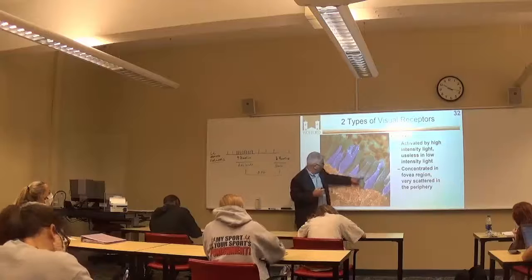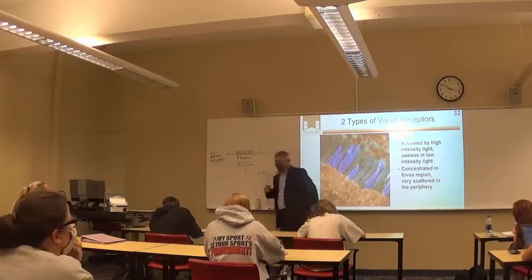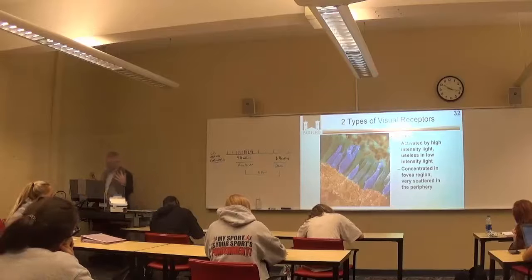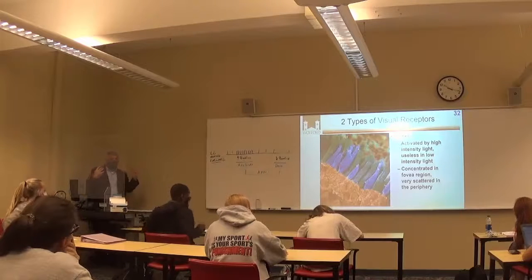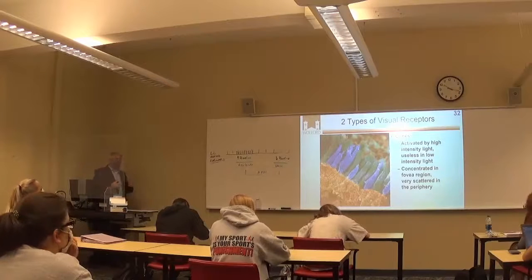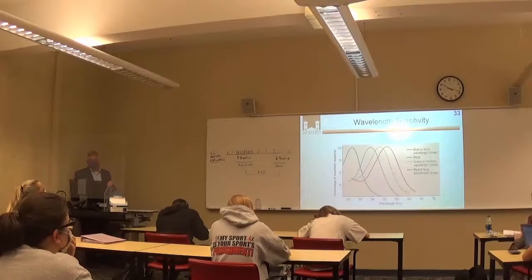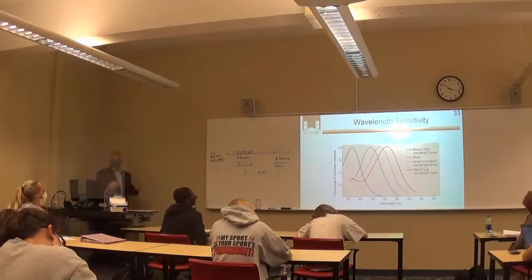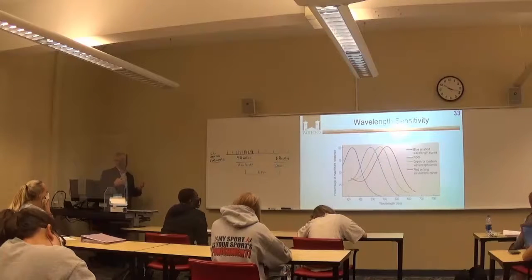Cones are named like cones because of the shape, and these are our bright light receptors. They typically are concentrated in the center of our vision, and we have different types of photopigment in those rods and cones that allows them to detect different wavelengths of light.